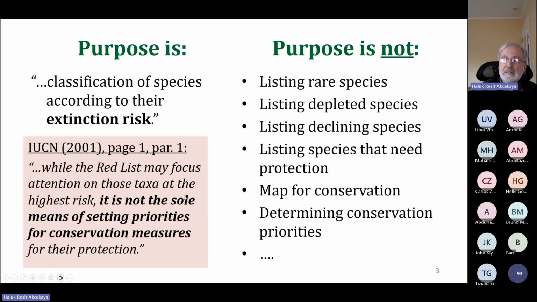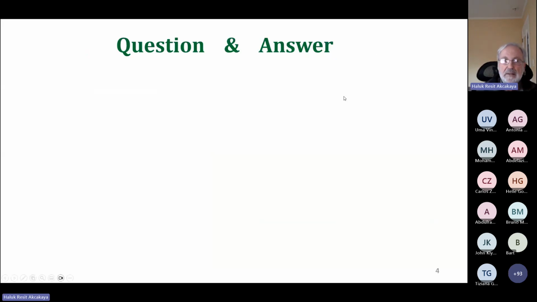Obviously, the Red List does help with the prioritization process, but as the categories and criteria say on its first page, it's not the sole means of setting priorities for conservation measures. Now, I'll go ahead with questions and answers that are related to this topic. There are, I think, 4 or 5 of them.